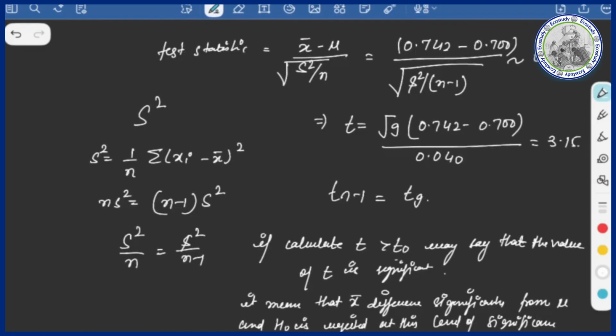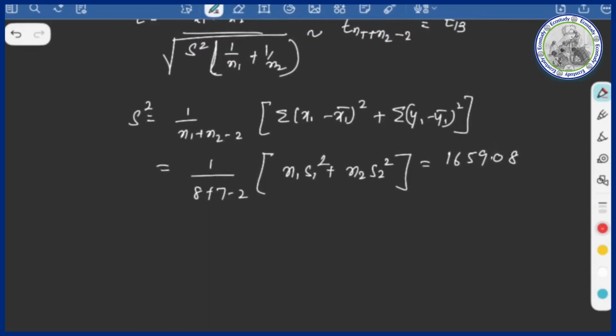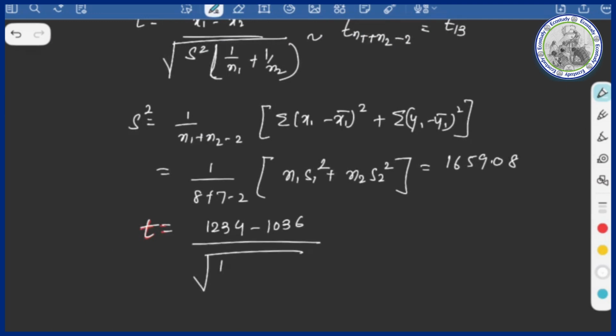Yeah, this one. I just use this one formula here. You can also use it because the sample distributions' samples were not given. If the samples were given, then we will calculate it by this. Okay, so 759. Then just put the value here. T is equal to 1234 minus 1036 divided by under root of 1659.085 into 1 upon 8 plus 1 upon 7, that is equal to 9.39.